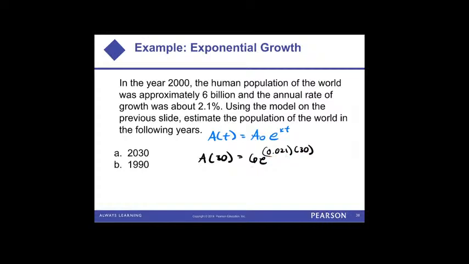And then part B, if we want 1990, and again, the starting year is the year 2000, then we would want A of negative 10. Again, the starting amount was 6 billion, e to the rate of growth, which is 0.021, but now the time is negative 10. And then put that in a calculator. Okay? So I'm just going to leave the calculator parts as an exercise, and I'm going to piggyback off of this. I think you see all the stuff that we wrote out.